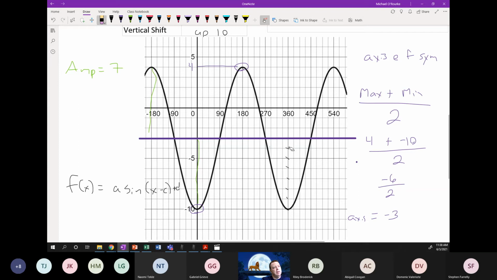Now, can someone tell me the vertical shift? The axis of symmetry went up or down, right? It's not along 0. What did it shift? What was our vertical shift?